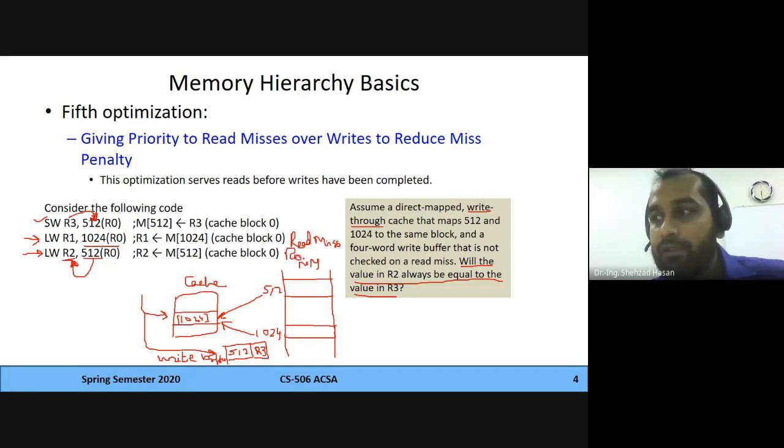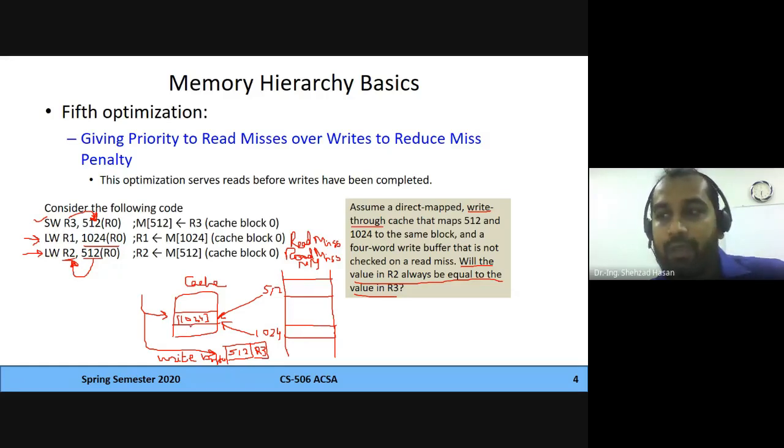So this is also a read miss, and we have to bring in the block. And then we are going to bring 512 into the cache. Now is the problem. What value are you going to bring into the cache?